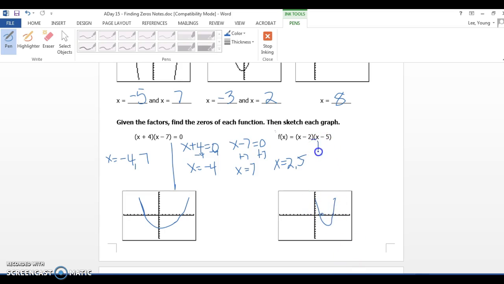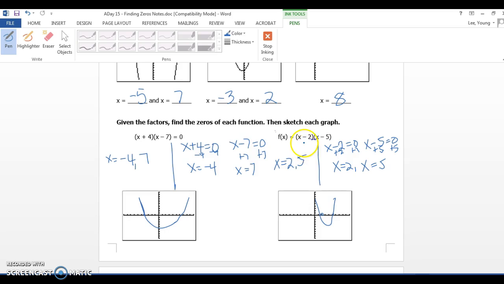So one way is graphing it. Another way is you just use the zero property. So x minus 2 equals 0, x minus 5 equals 0. So x equals 2, x equals 5, because you're adding 2 to both sides, and adding 5 to both sides. Okay, so we call this the zero product method, and this is the graphing method.